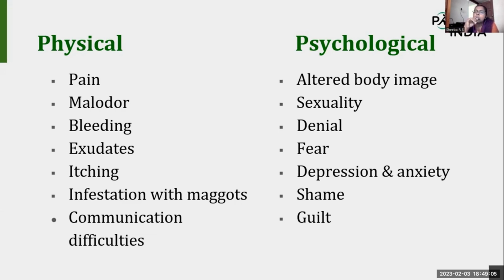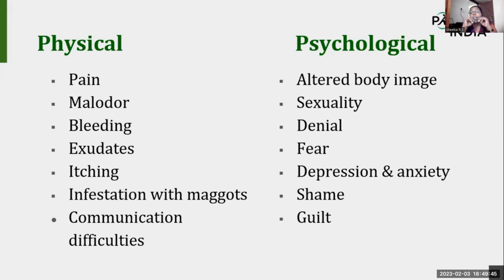Coming to the psychological part, altered body image. This is one of the major problems, because you can just imagine a big pimple on your face. If you get a chance to see the mirror, how many times you go there and see whether the size has increased or decreased. Here is a non-healing ulcer, and day by day the wound size will be increasing. This will affect the patient a lot. Sometimes they will go into depression also because of this non-healing ulcer.